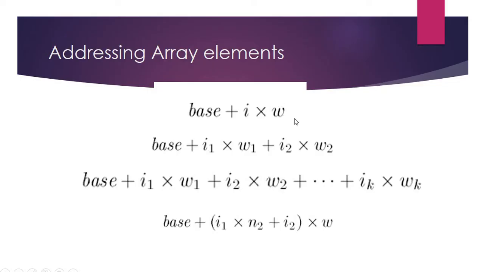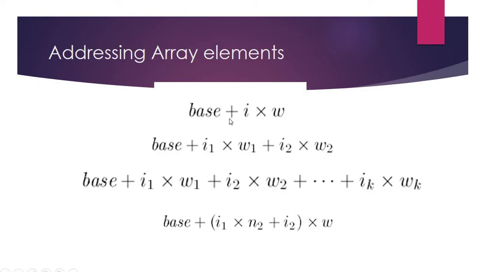So here the W refers to the width of the data. If it is an integer in a particular computer architecture and it occupies 4 bytes, the width will be 4 bytes. If it is floating point data and it occupies 8 bytes in a particular architecture, the width will be 8.